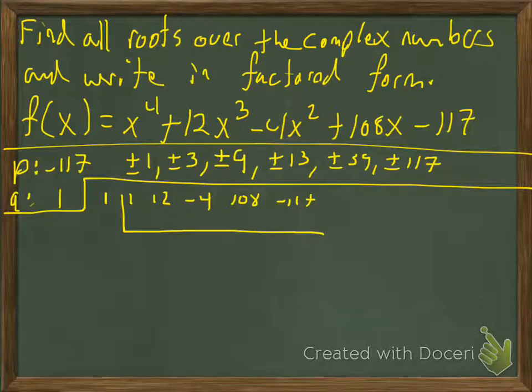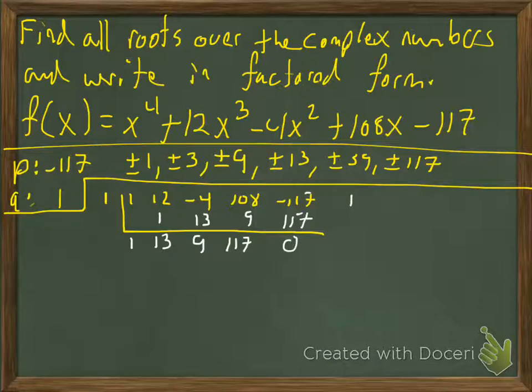So we write down the coefficients. X to the fourth has a 1, 12x cubed has a 12, minus 4x squared has a minus 4, 108x has a 108, and negative 117. All the powers are in descending order. We're going to put 1 on the outside, and we'll do the synthetic division. And we get a remainder of 0.